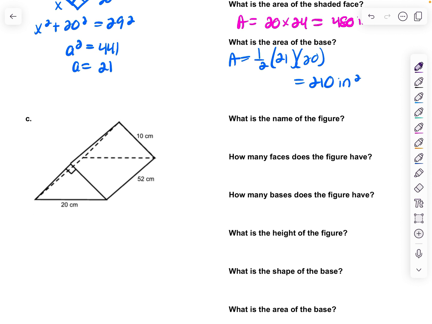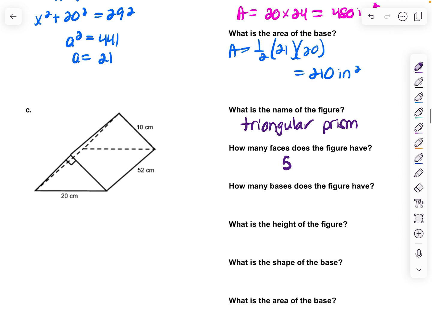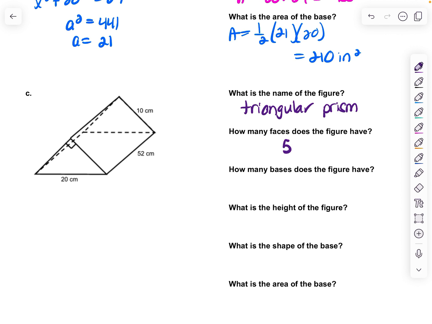This one is a triangular prism. Again, 2 bases, and both bases are triangles. How many faces does it have? Again, 5, 3 that go around and the 2 bases. How many bases does it have? 2. What is the height of the figure?